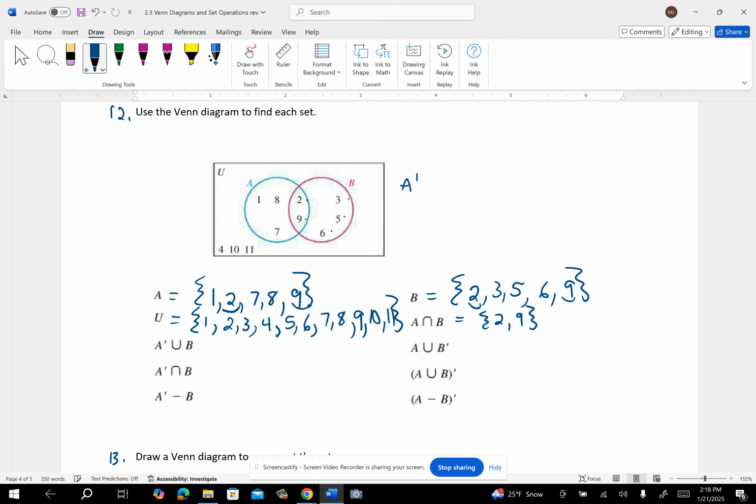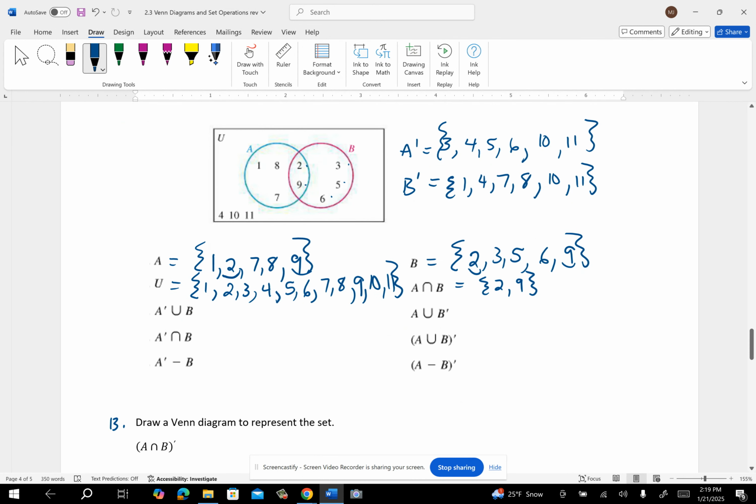A's complement would be all the numbers outside of the blue circle. So that would be 3, 4, 5, 6, 10, and 11. I can look at the picture to do that, or I could look at the list of numbers below. B's complement would be the numbers outside the B circle. So that would be 1, 4, 7, 8, 10, and 11. Okay? All right, now let's go ahead and be working on these problems.